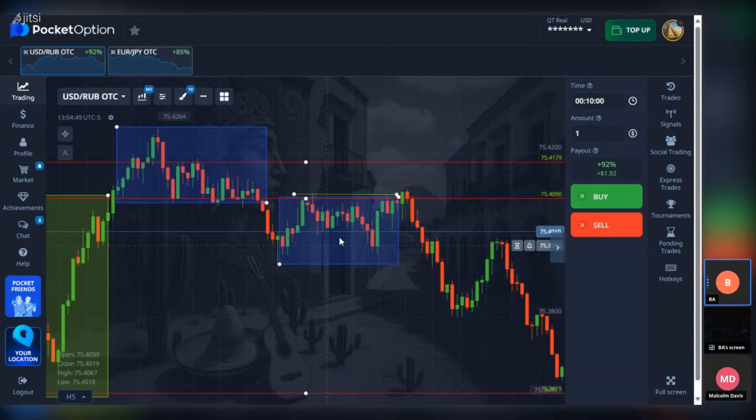Because eventually it's going to slip out of this. Price is not going to continue trending like that. The trend is your friend until it's reversed. Eventually it's going to slip out of this premium price action and drop down to a discount.